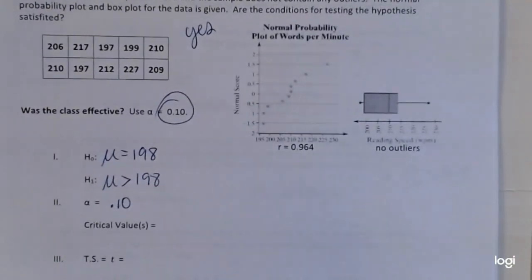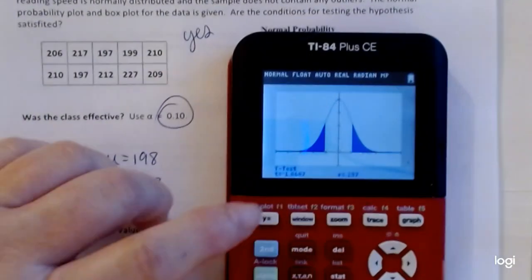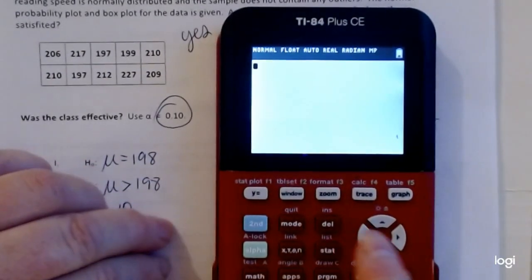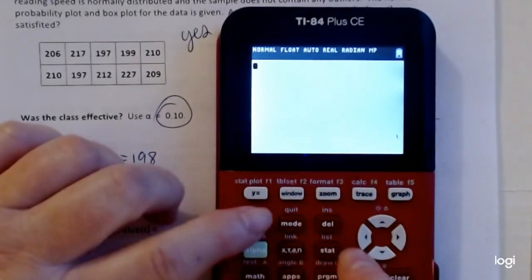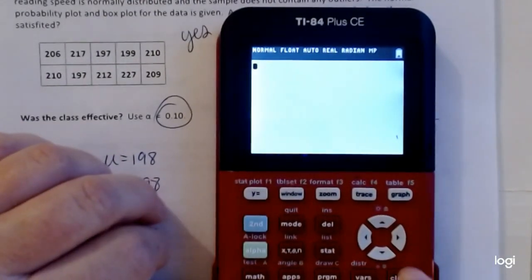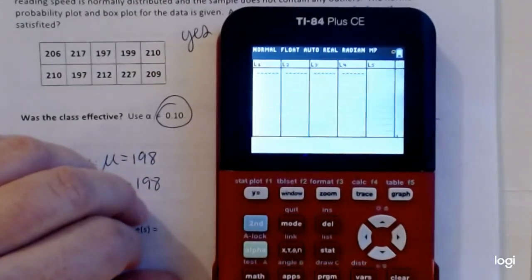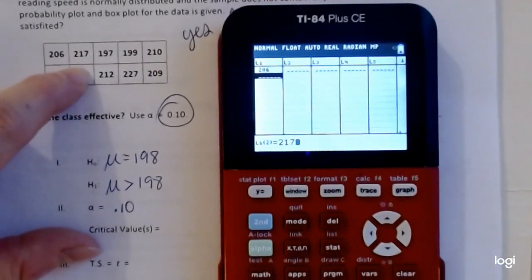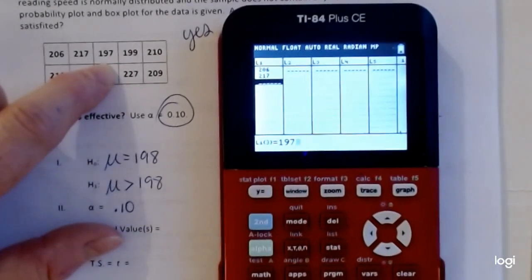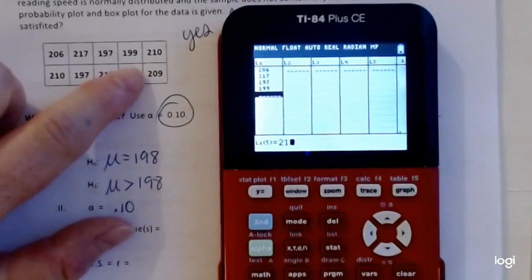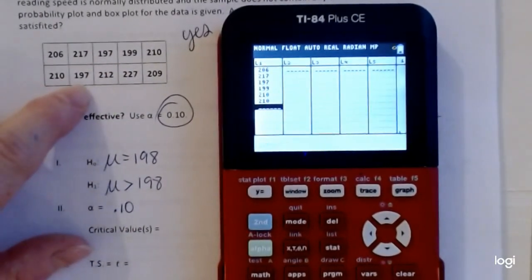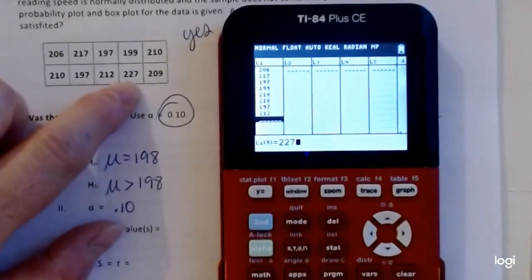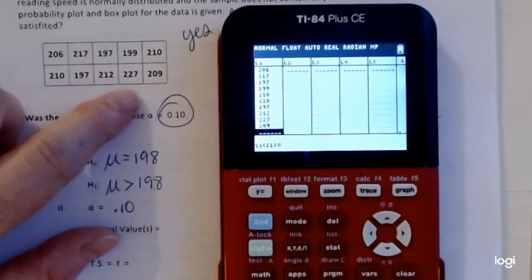and we're going to use data for this, so I'm going to make sure that my lists are cleared, and then I'm going to put these numbers into my list. So I have 206, 217, 197, 199, 210, 210, 197, 212, 227, 209.